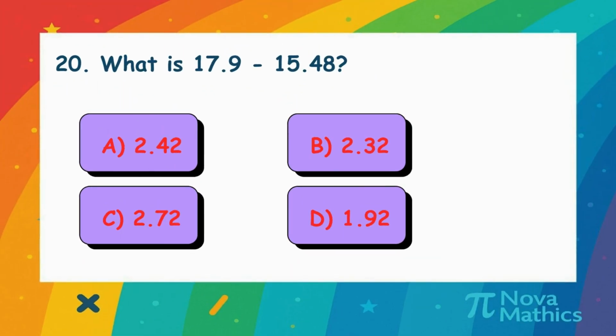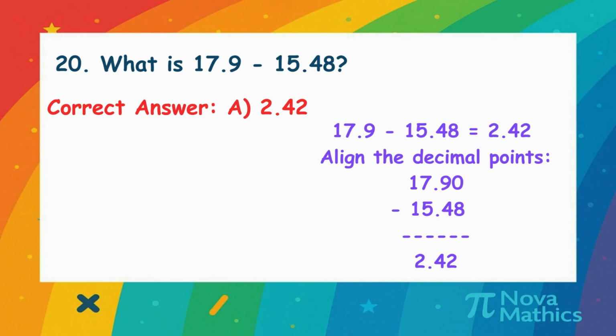20. What is 17.9 minus 15.48? Correct answer is 2.42. Start with the larger number, subtract the smaller one, and keep the decimal in line.